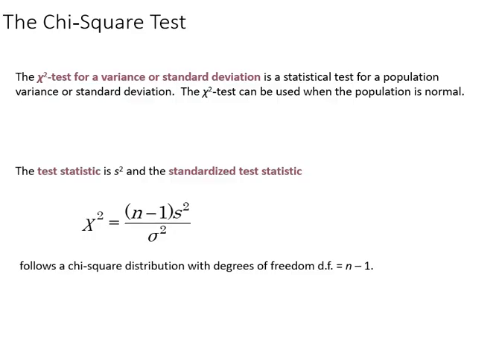So the chi-square test is our statistical test for variance and standard deviation, and can be used when the population is normal. So it's another parametric statistic. And the test statistic is s squared. That's our variance. And the way we find chi-square is through this formula: sample size minus 1, which is also the degrees of freedom, times the variance of the sample over the variance of the population. It follows a chi-square distribution with degrees of freedom n minus 1.